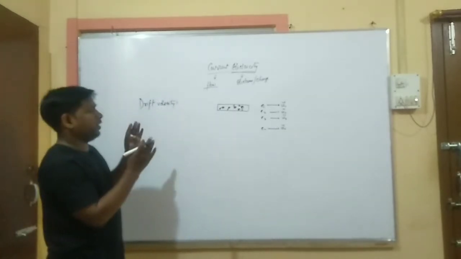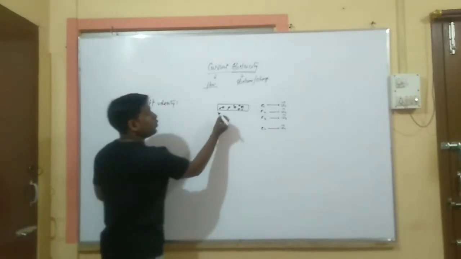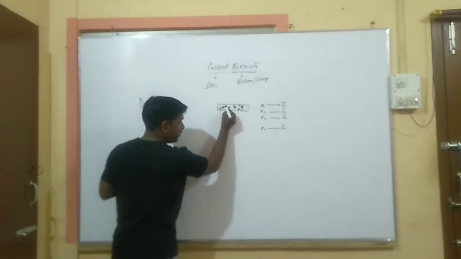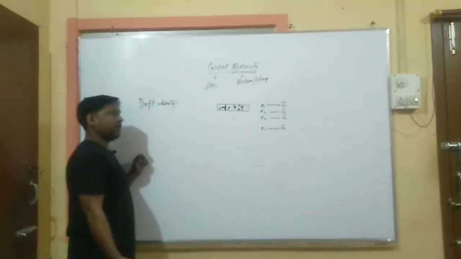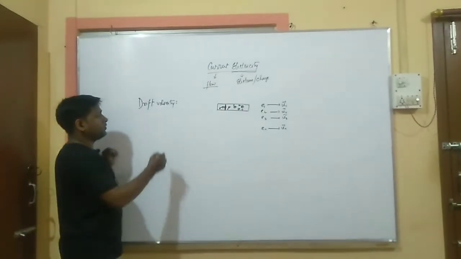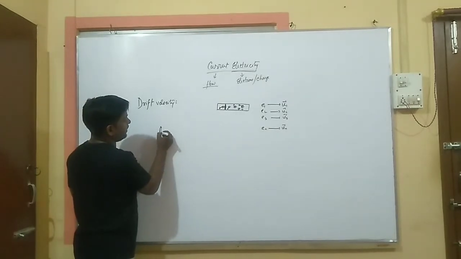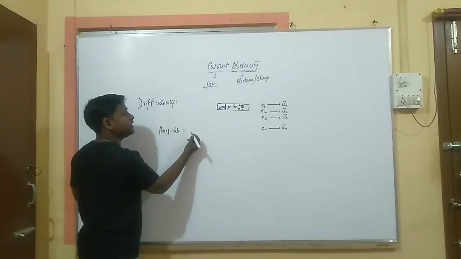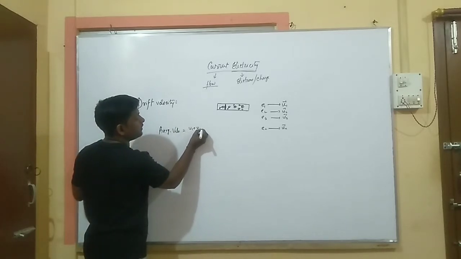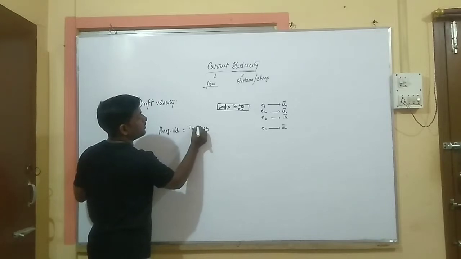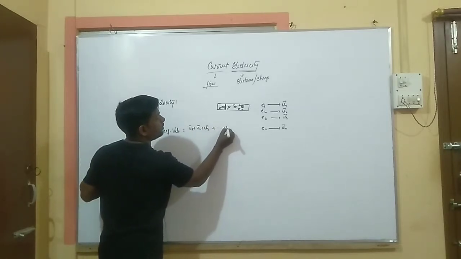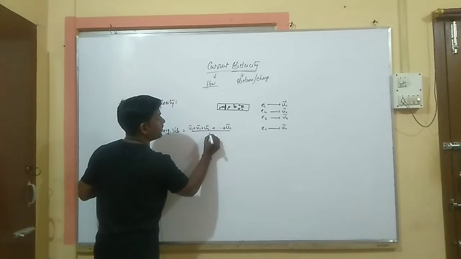Now, if we want to find the average velocity through any cross-sectional area, let's consider a cross-sectional area like this. Here, we are interested to find the average flow or average velocity of these electrons through this particular cross-sectional area. We can write average velocity equals to u1 plus u2 plus u3 plus up to un, divided by n.